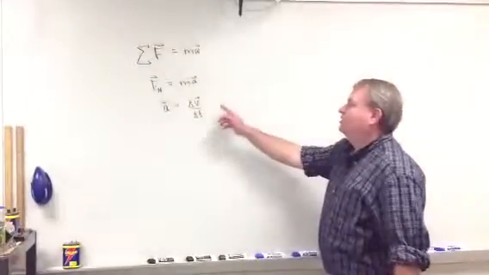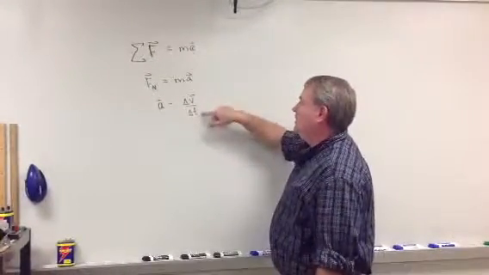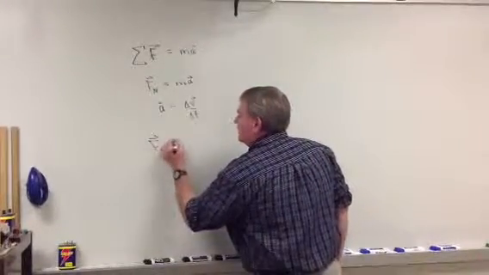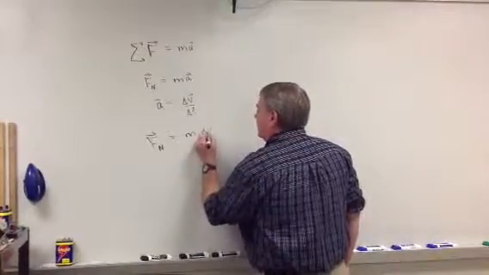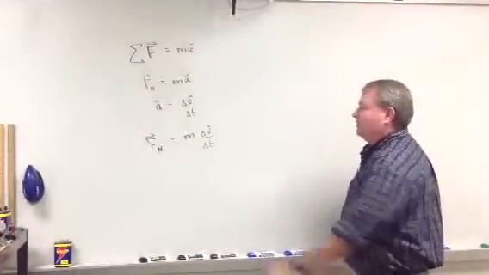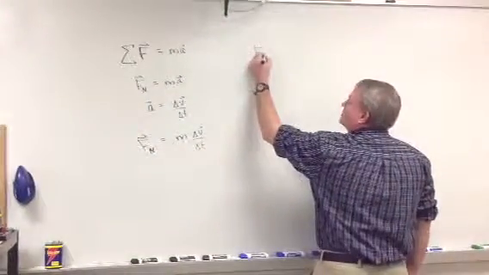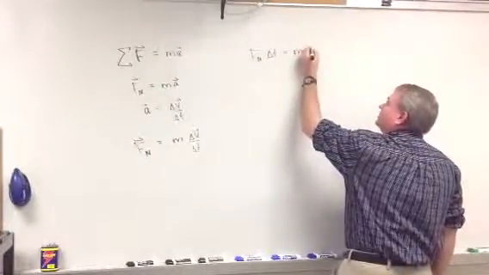Now we're going to make the substitution. So acceleration is here. We're going to substitute change in velocity over change in time for the acceleration. So the net force is equal to mass times the change in velocity over the change in time. Now if we multiply by the change in time here, you get the net force times the change in time is now equal to the mass times the change in velocity.